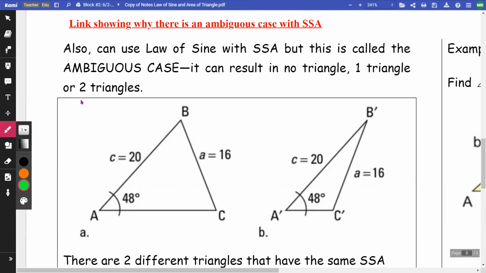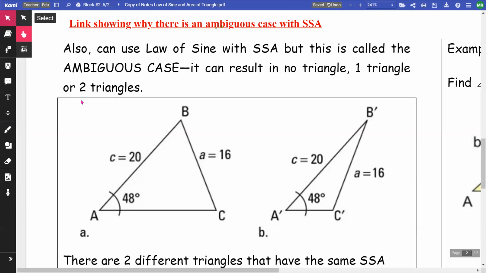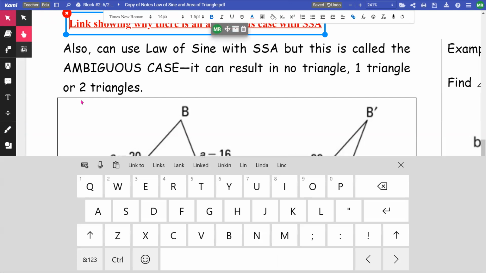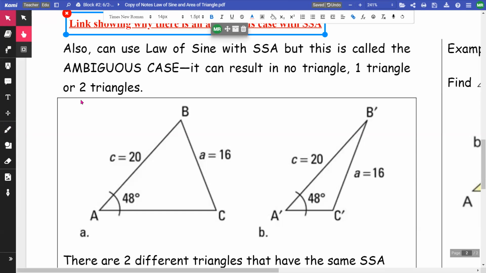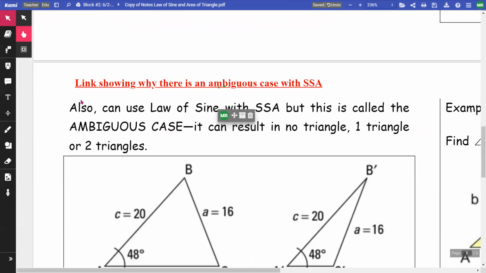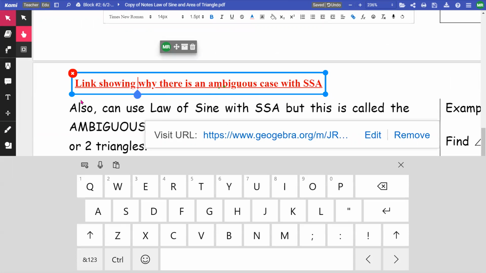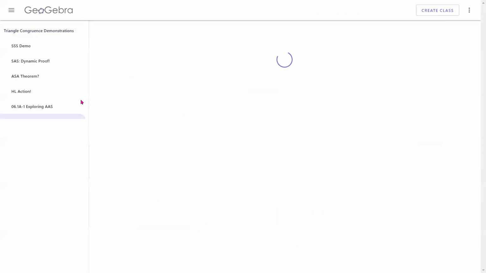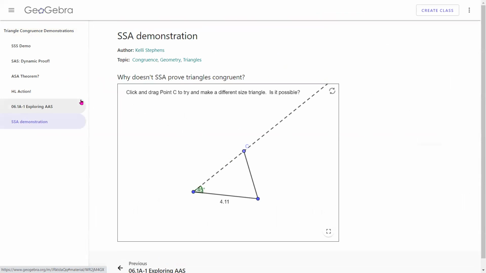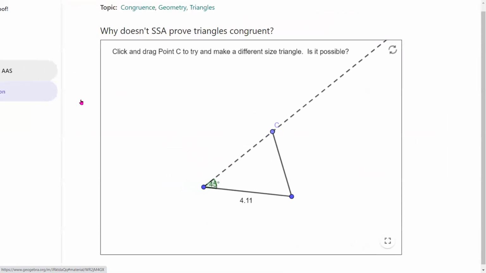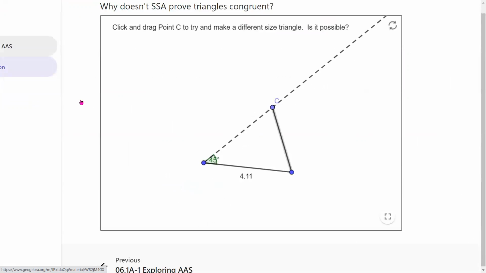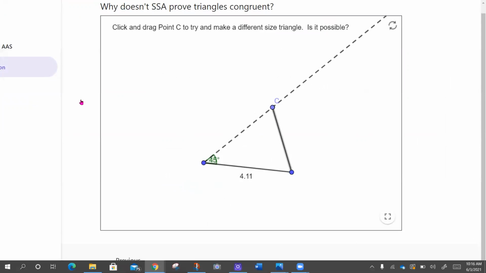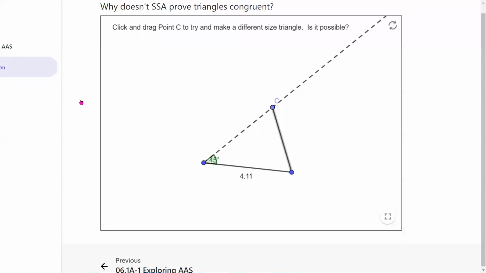I'm just going to click on this link. Sorry, I've got to get, I'm going to click on this link. And hold on, let's see if it'll let me. Okay, and on this link, this is the ambiguous case. So what you'll notice here, let me just get so I can draw.